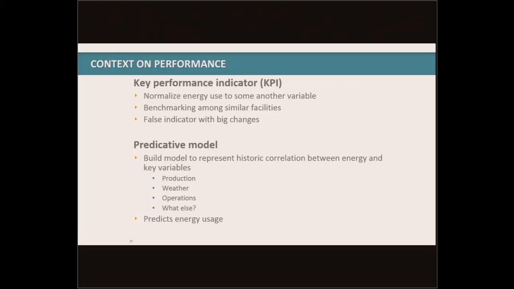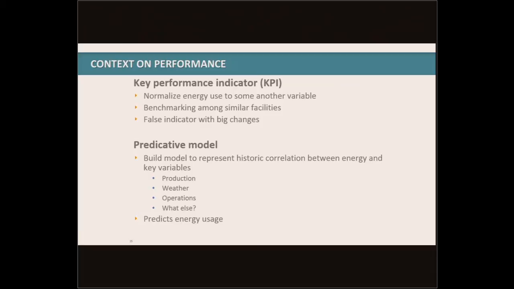For our key performance indicators, this is normalizing the energy use to some other variable. So the most common thing to do, say if you've got a production facility, is taking your energy use and dividing it by your pounds of production, how many widgets you produced, how many pounds you produced. So you've got kilowatt hours per pound or per number of widgets. You can benchmark that among similar facilities. If you've got several facilities throughout the country that are doing the same thing, it's a very good benchmarking tool. But one of the cons is it's a false indicator with big changes.